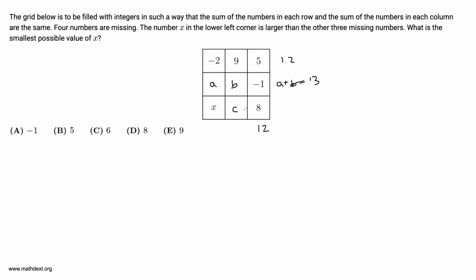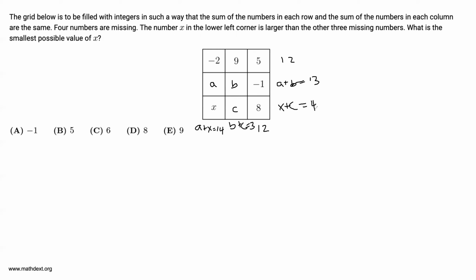Similarly, 9 plus B plus C is 12. So B plus C is equal to 3. And this column gives us A plus X plus -2 is equal to 12. So A plus X is 14, right? Because A plus X minus 2 is 12. And X plus C plus 8 is 12, which means X plus C is equal to 4.